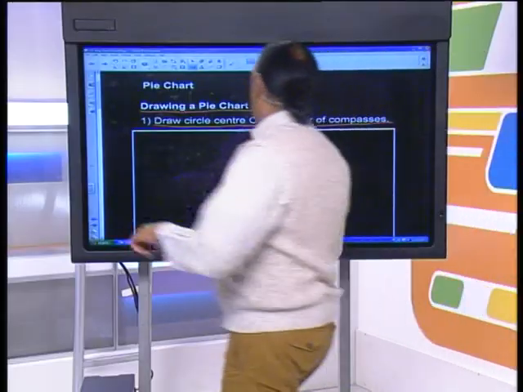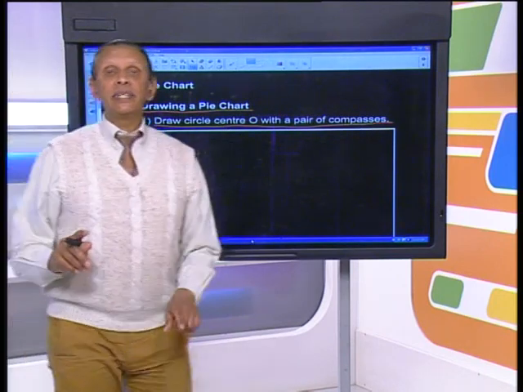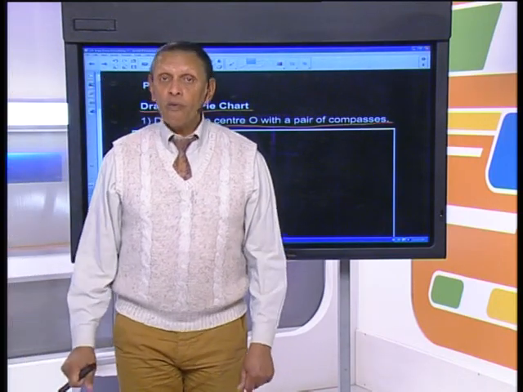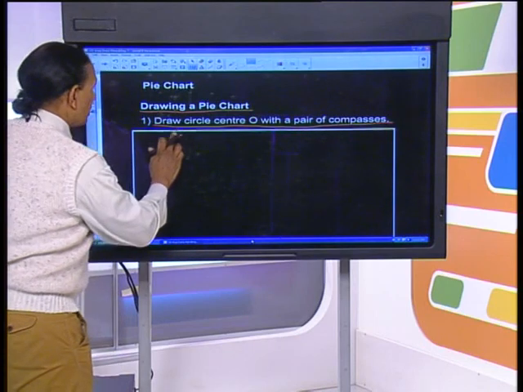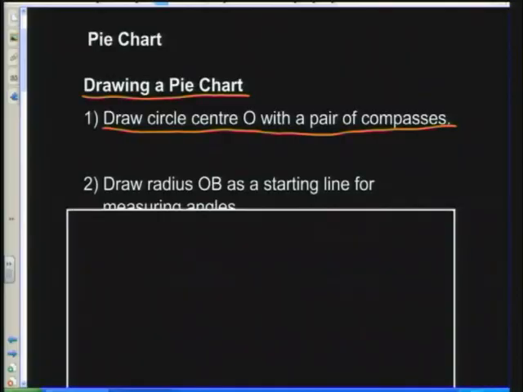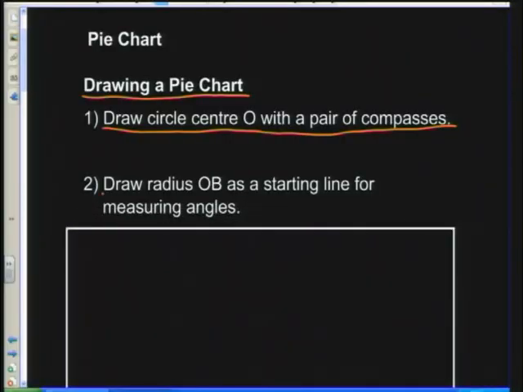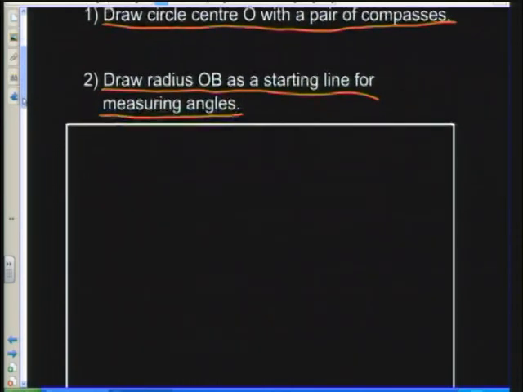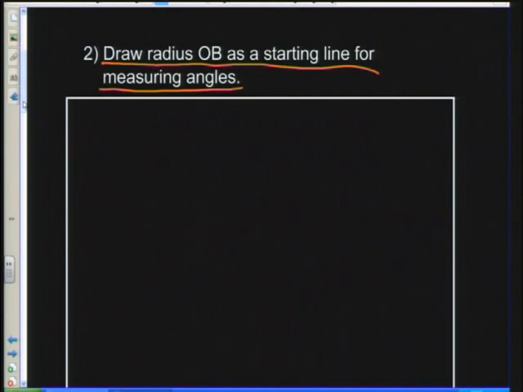Right, so let me go back to the board. So that is step number one. Let's go to step number two. Draw a radius OB as a starting line for measuring angles. Draw a radius OB as a starting line for measuring angles. So let me go over and do that.